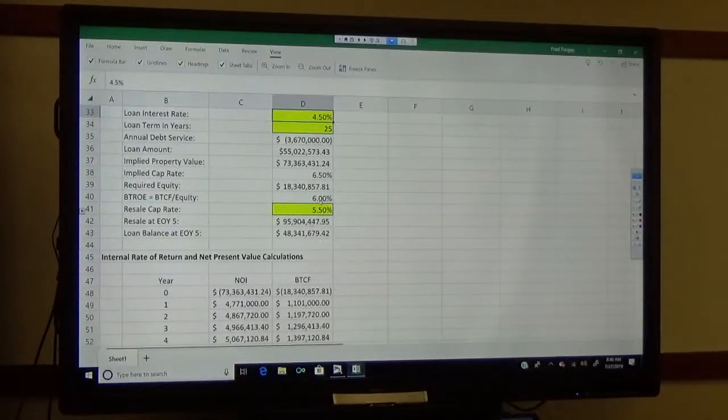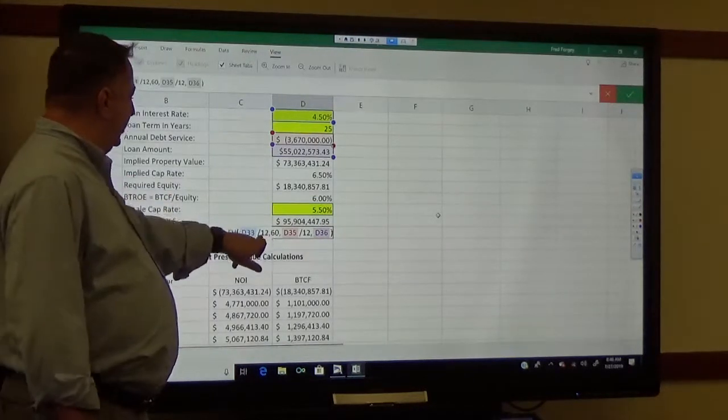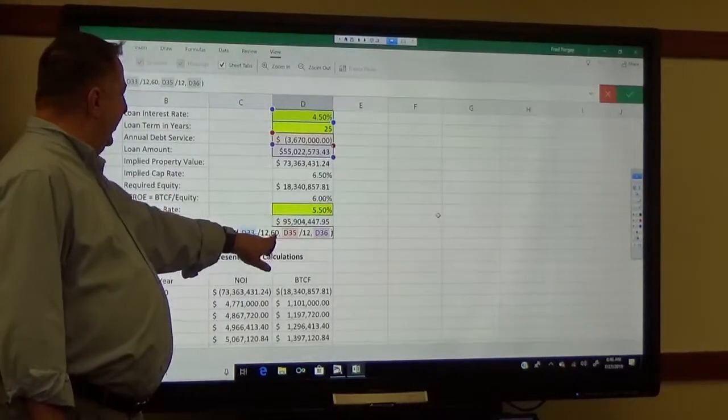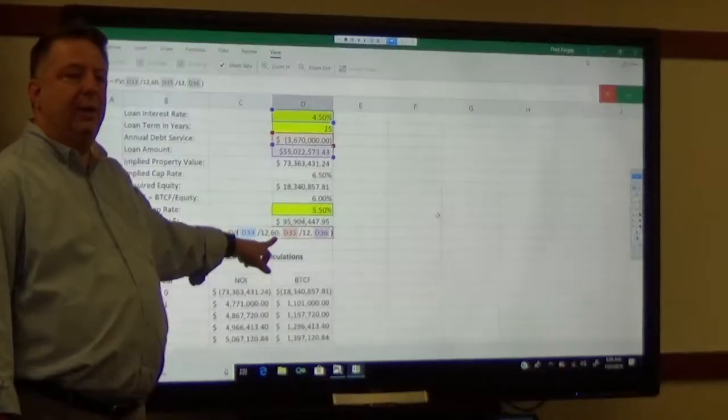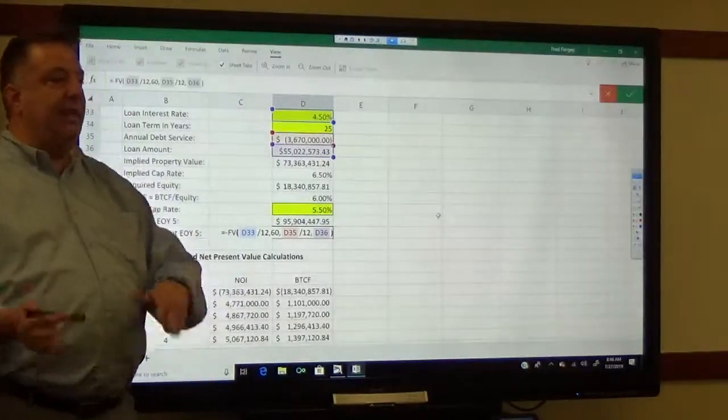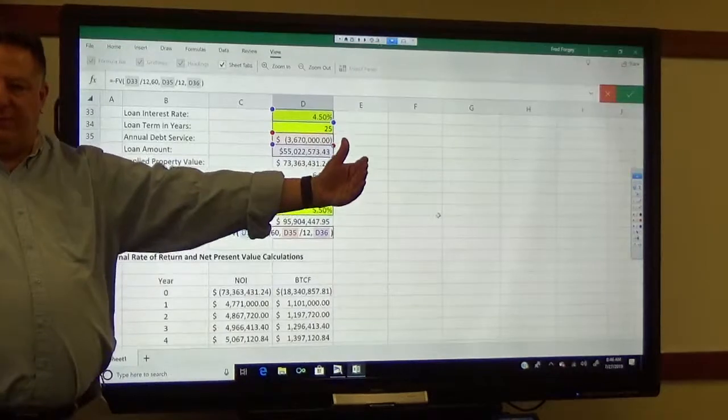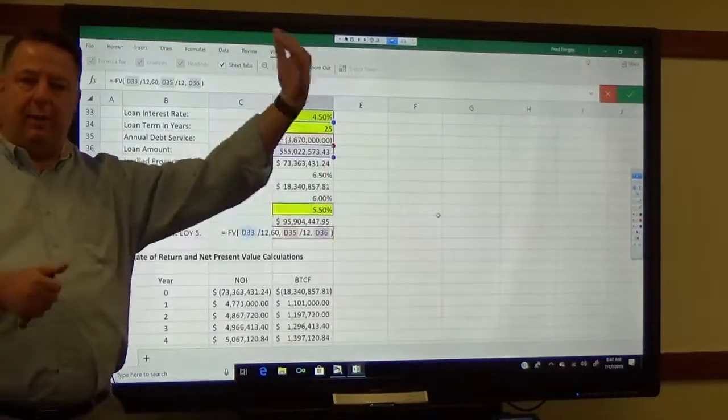Yep. Make sure I'm not lying to you. Okay, you're taking the interest rate divided by 12. Now, for the term, what you're putting in here is 60 months. The reason for 60, that's 5 years. 5 years times 12 months in the year, 60 months.